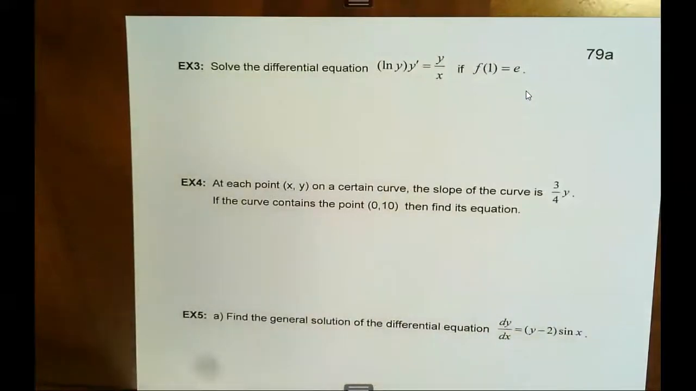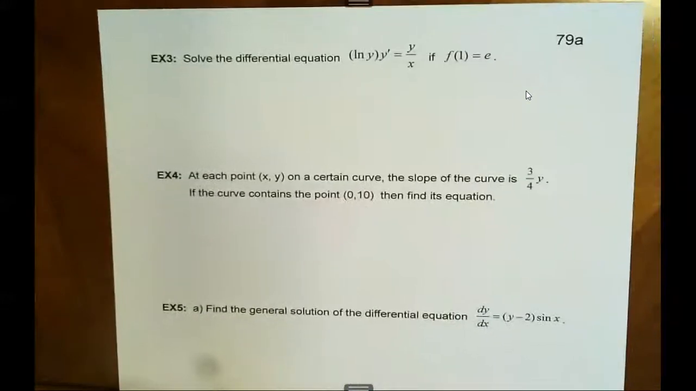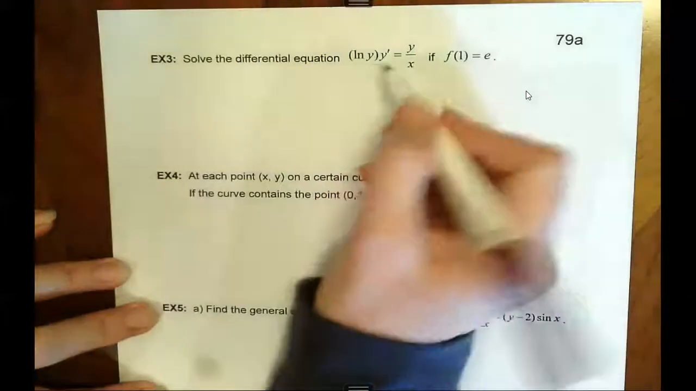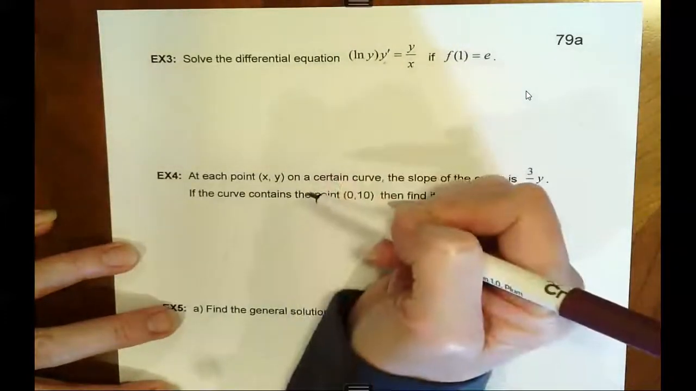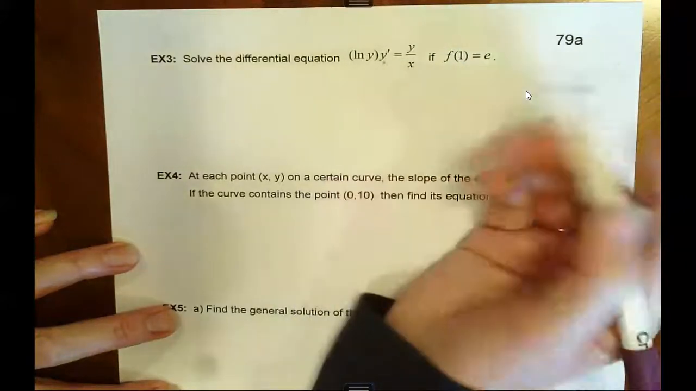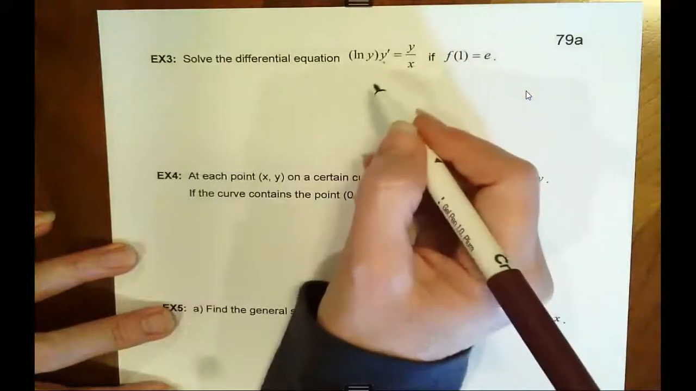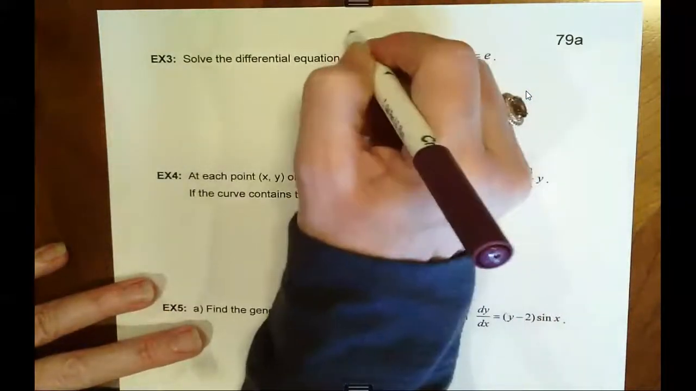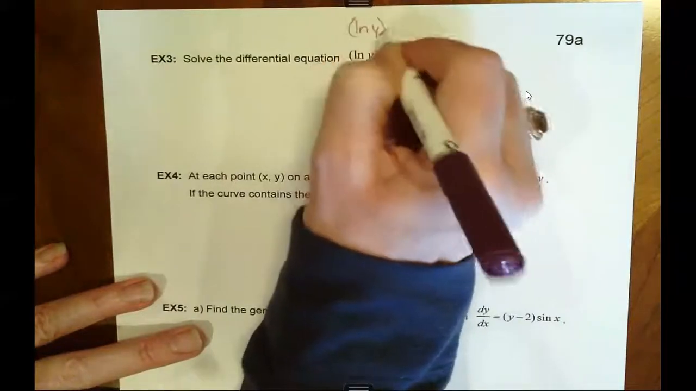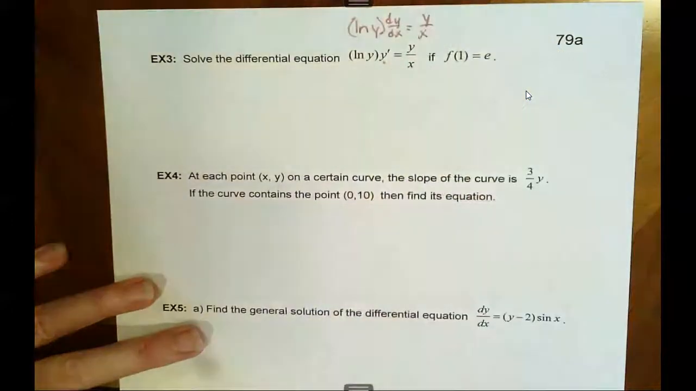So our next example has a natural log in it. So this is what we just finished up our last unit on. So let's see if we can talk about this y prime right here. We're used to using y prime to represent derivative, but remember in this situation that really means dy over dx. So we have ln of y dy dx equals y over x.